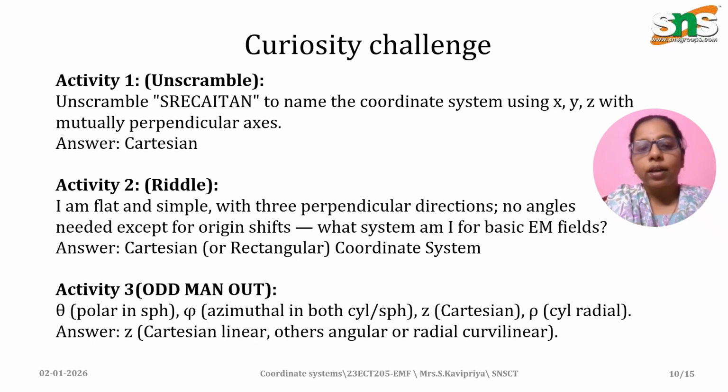And the final one: theta, phi, z, rho. Which one is the odd one out? It is z. Z belongs to the Cartesian coordinate system and is linear. The others are angles and radial distance, whereas z is a spatial distance.